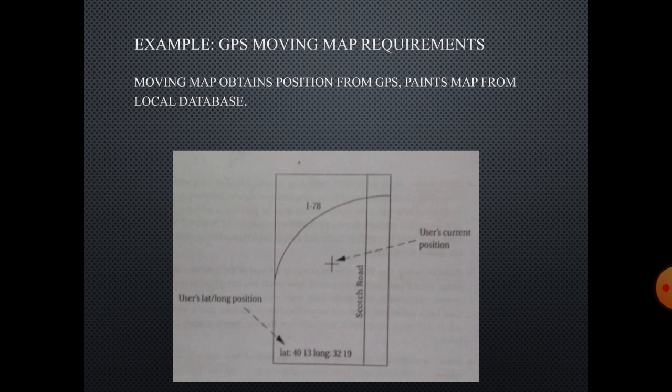Next, we are going to an example for the requirement. The example we have taken here is the GPS moving map requirement, in which we have a moving map obtained from the GPS that paints the map from the local database. In the diagram below, we can see the user's current position, the user's latitude and longitude position, etc. The diagram shows how we can see a GPS moving map in our phone. A sample form is shown here.